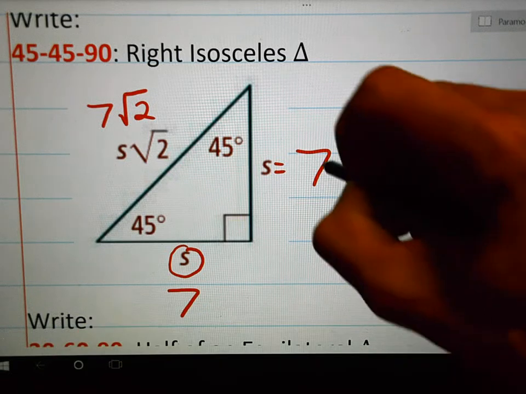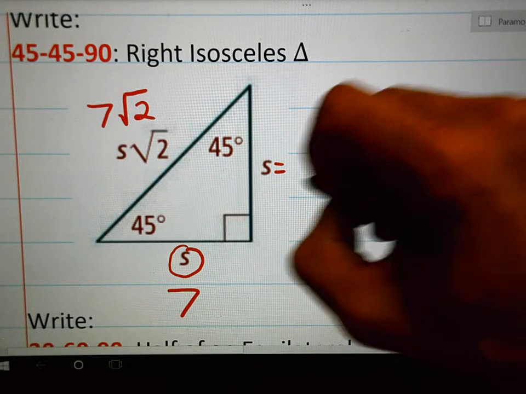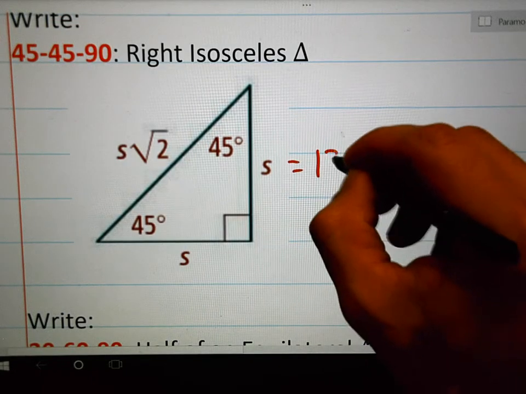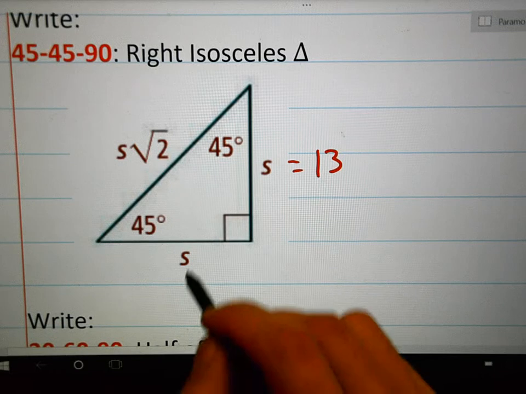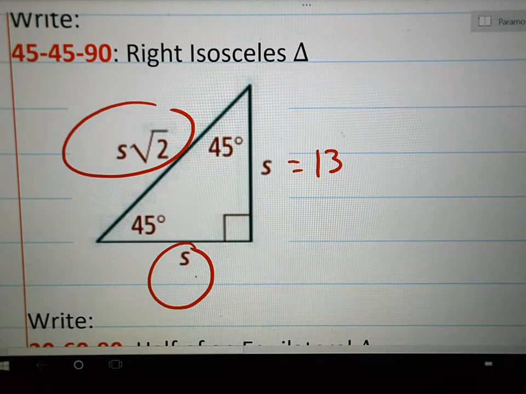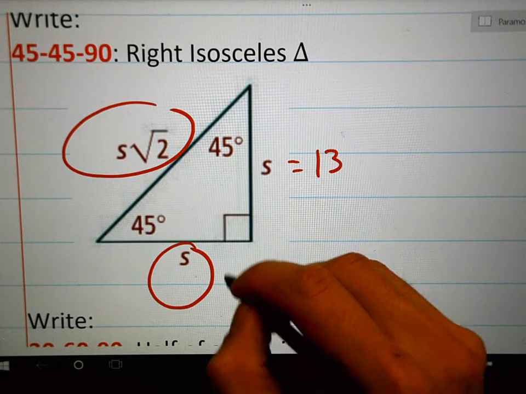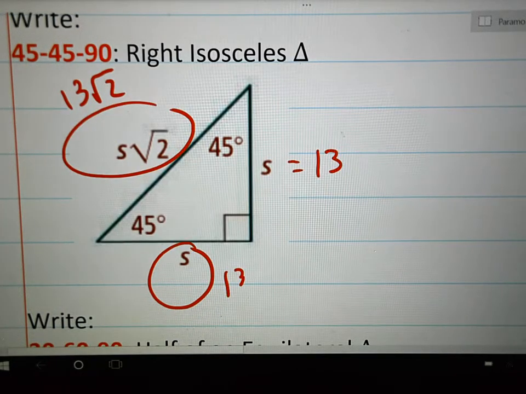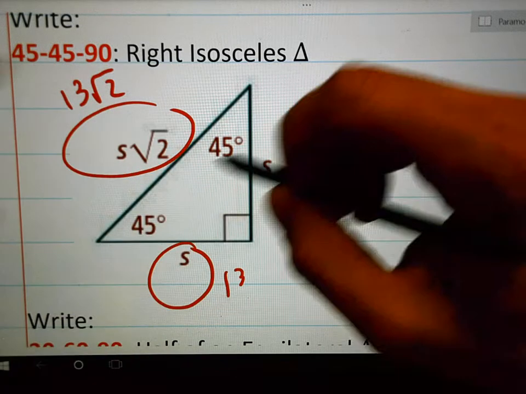And let's call this side 13. What I want you to do is tell your partner what is this other leg and what is the hypotenuse. Go ahead and discuss with your neighbor. If you said 13 and 13 root 2, please raise your hand so I can see how many got it right. That is most of my class. Good job. I'm going to erase this.